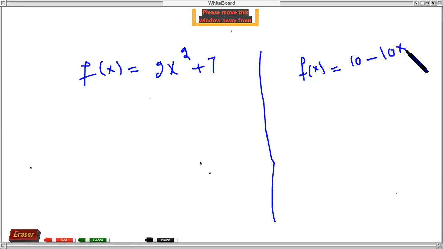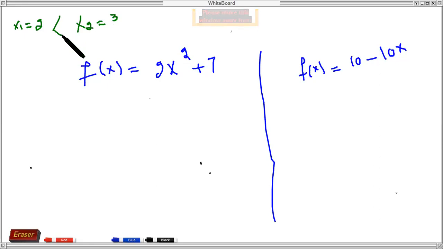So how to prove which function is increasing function, which function is decreasing function? For proof of increase decrease, there is one rule. The rule is like: select two numbers x1 and x2. Let's suppose x1 is equal to 2 and x2 is equal to 3, in such condition that x2 is greater than x1. This is the condition.